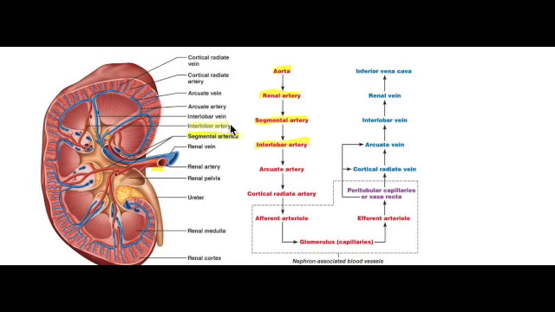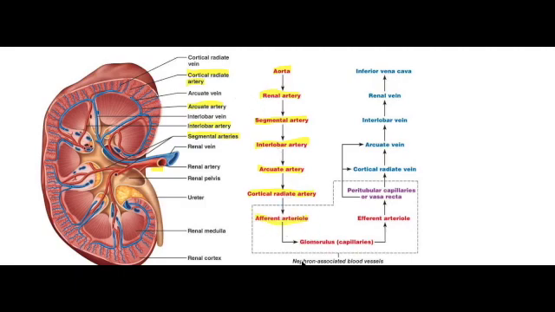Interlobar artery. Each interlobar artery penetrates the renal column over here. Now after the interlobar artery comes the arcuate artery. Arcuate artery. These arteries basically surround the renal medulla, and then they break down more into the cortical radiate artery. Cortical radiate artery. Now after the cortical radiate artery, the artery becomes an afferent arteriole.